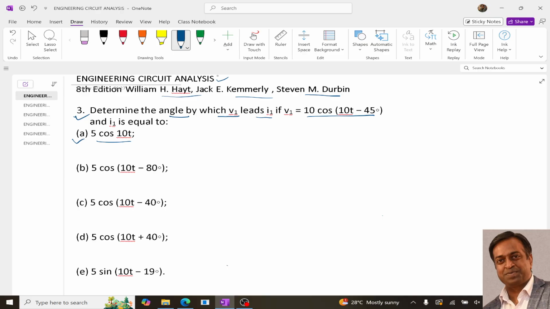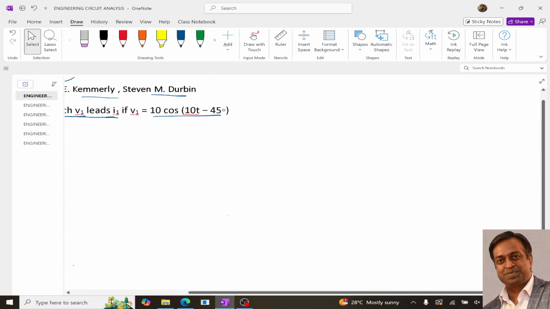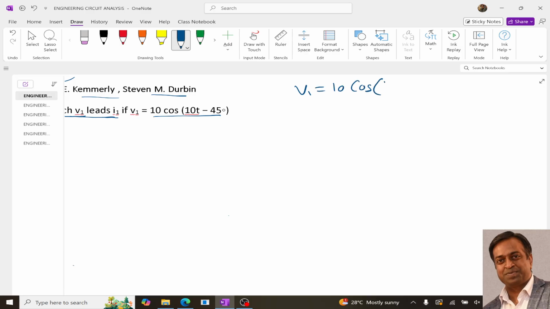For this type of question, where we need to determine which one is leading and which one is lagging and by what angle, the approach is this. Suppose we have V1 equals 10 cos(10t minus theta), or in general, just to explain the overall concept, Vm cos(omega t plus theta 1) and suppose the current I is Im cos(omega t plus theta 2). Now to determine which one is leading and which one is lagging, there are two ways.